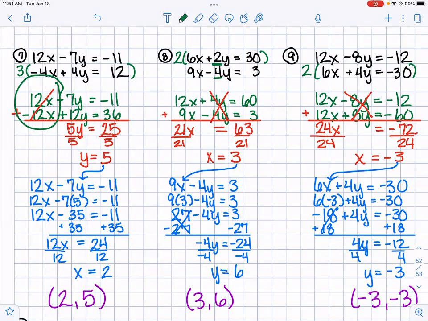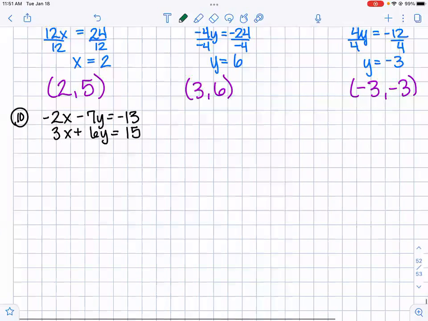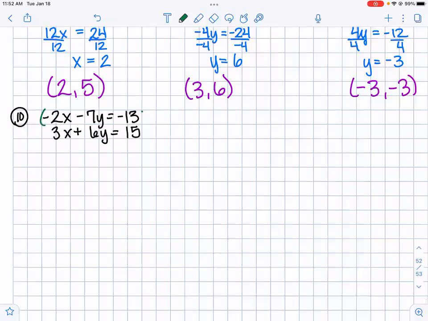So then today, if we're looking at this, 2, 3, 7, and 6, there's nothing that's a multiple of each other, right? So instead of just multiplying one equation, you have to multiply them both. I would pick the one with the smallest numbers. So if I want 2 and 3 to match, I need to multiply the top one times 3 and the bottom equation times 2.